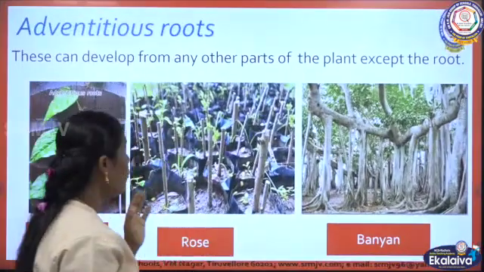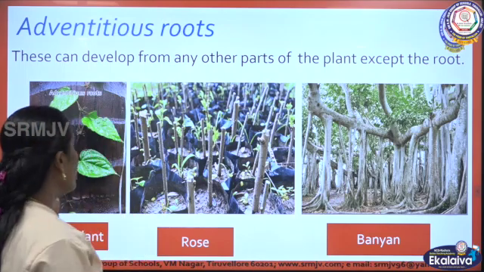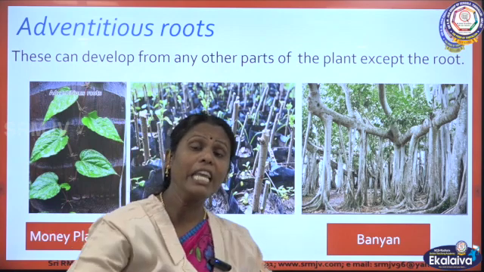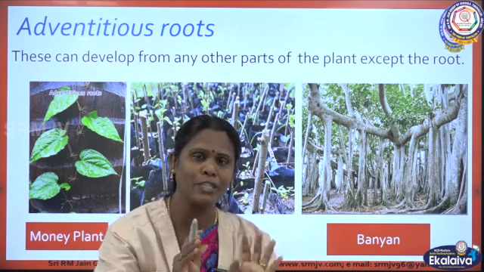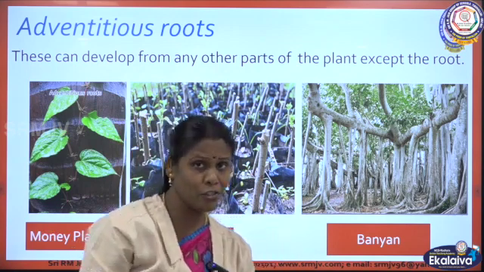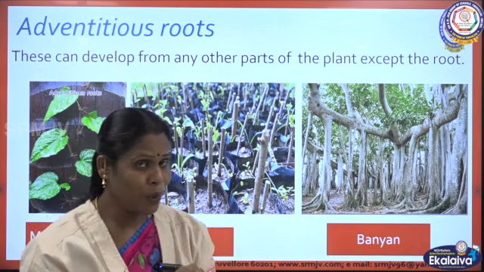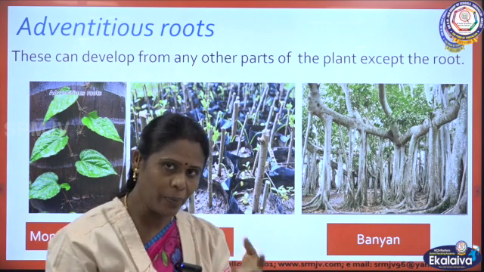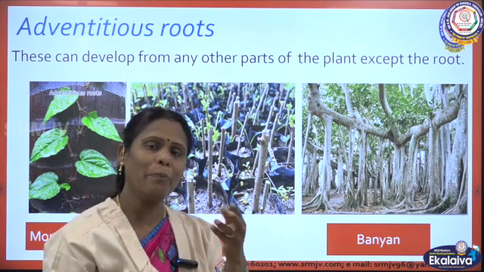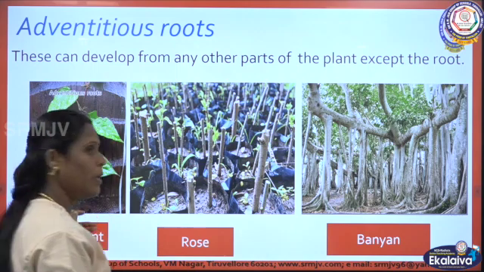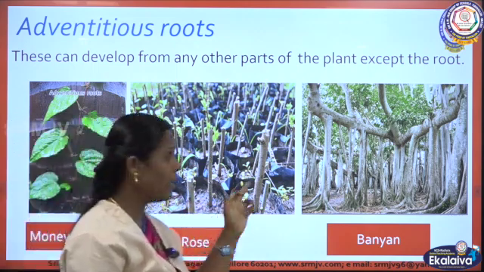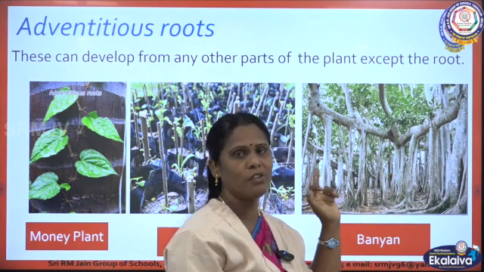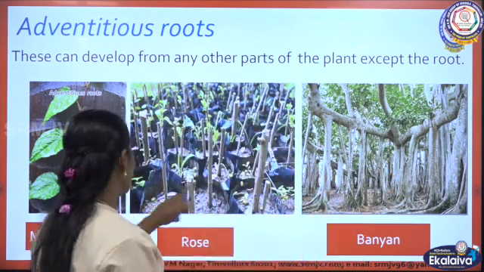Now, what is adventitious root? Adventitious roots can develop from any part of the plant except the root. Adventitious roots can grow either from a node, a stem cutting, or a branch of the tree. Node, money plant; stem cutting, rose; a branch, that is a banyan tree, are the examples.